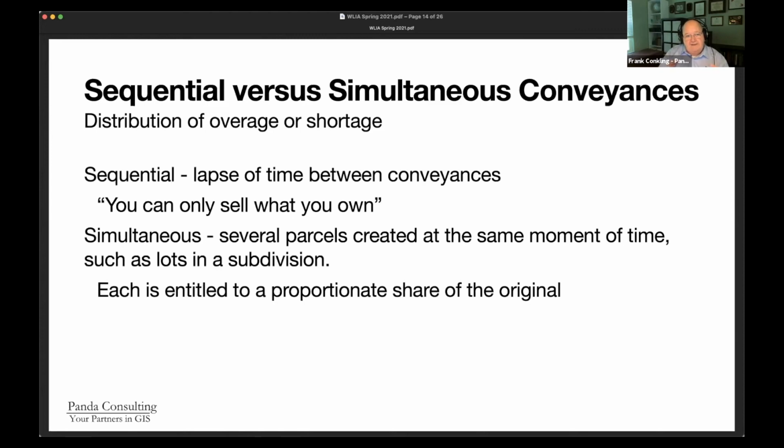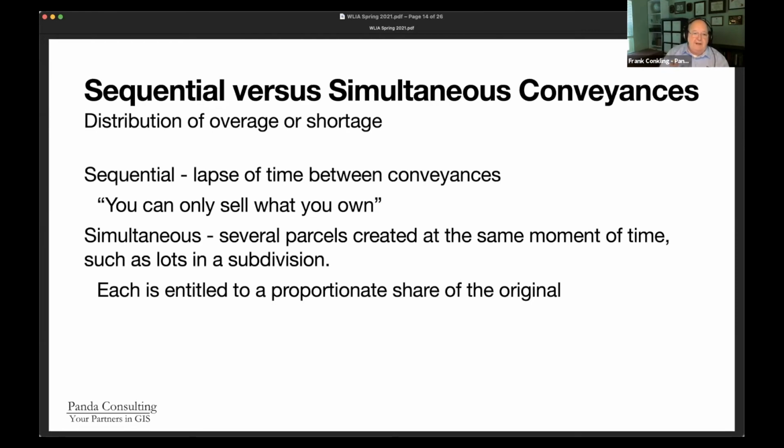That's a sequential conveyance, so any differences between the measurements that you have and what you actually find out there are subject to junior and senior rights. If you've already sold out everything, the only thing you can sell is what is left.